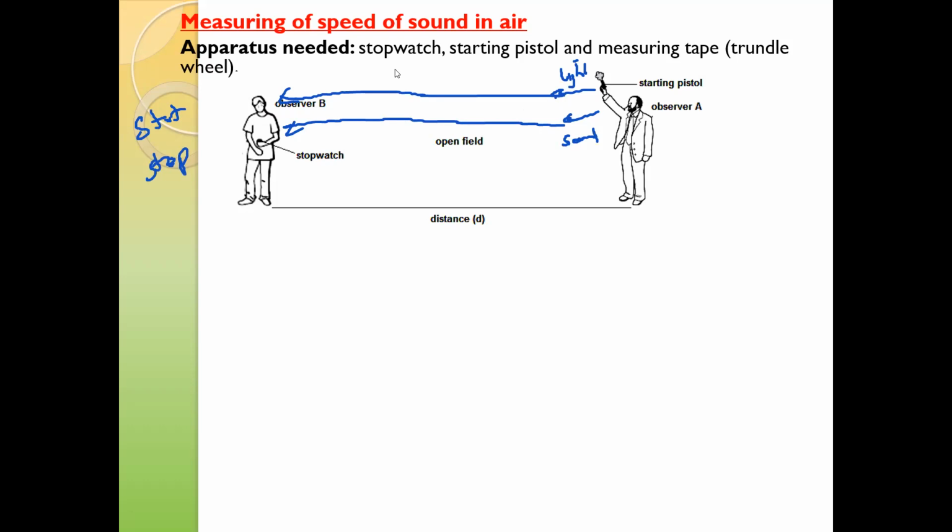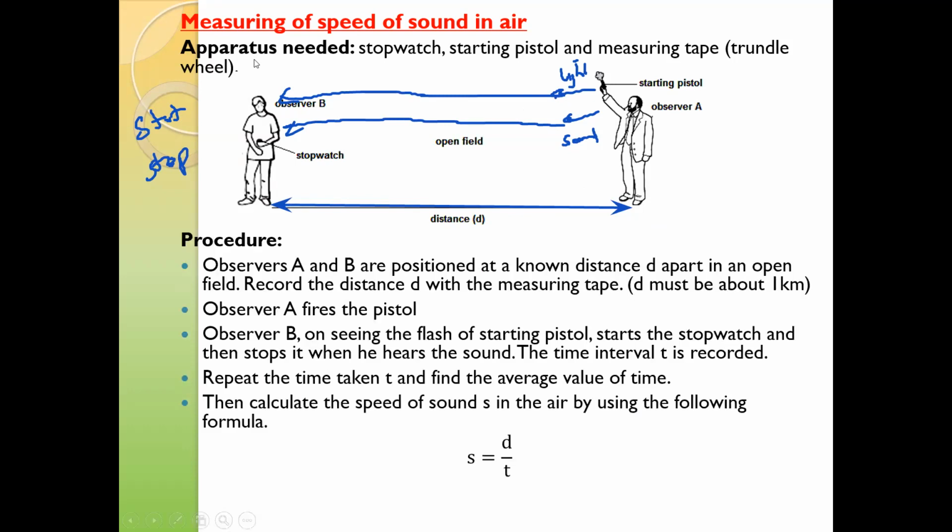They can measure the distance by using a measuring tape or a trundle wheel. And using the formula, speed is distance divided by time, we can find the speed of sound in air. For accuracy, repeat the experiment by changing the distance, or by switching the positions of observer A and observer B. So this is the whole experiment. As I mentioned, you have to write it. You can write in your own words, but you should have these points in mind when you're writing the answer.